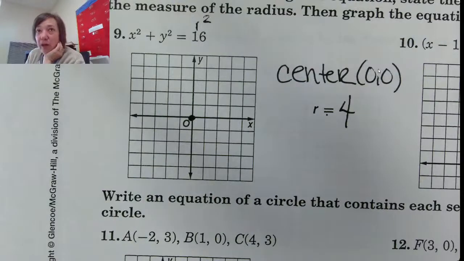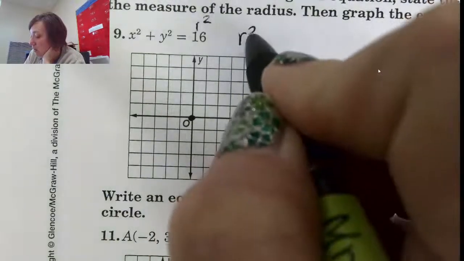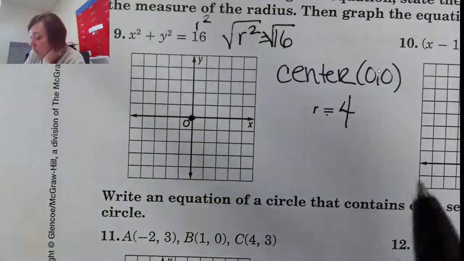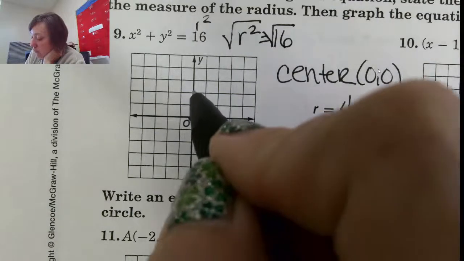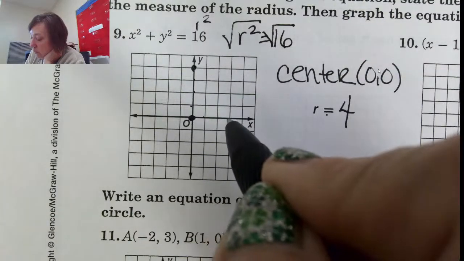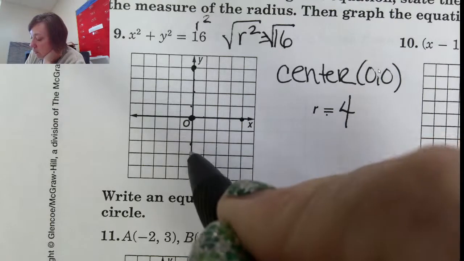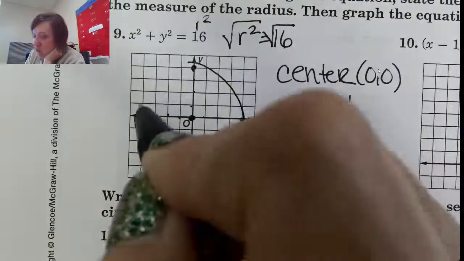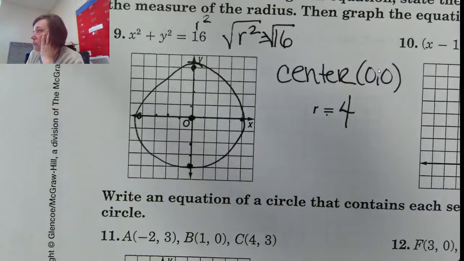That's r squared. So to find out what r is, you just take the square root of it, right? See, r squared equals 16. So to find r, you just take the square root of it. So our radius is 4. So we're going to go out 1, 2, 3, 4 in each direction. And then you just rough sketch that circle in. It ain't going to be pretty, unless you're better than I am. You could always grab a compass if you wanted it to be pretty. Okay? I don't care. It doesn't matter to me.